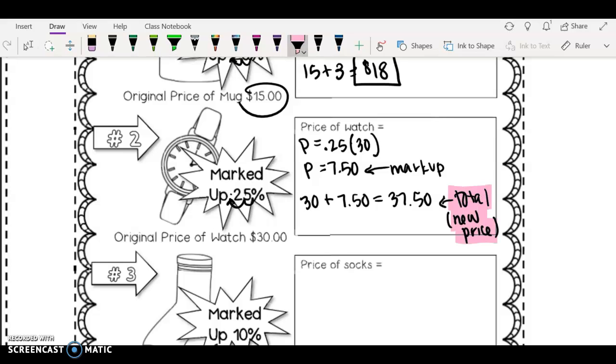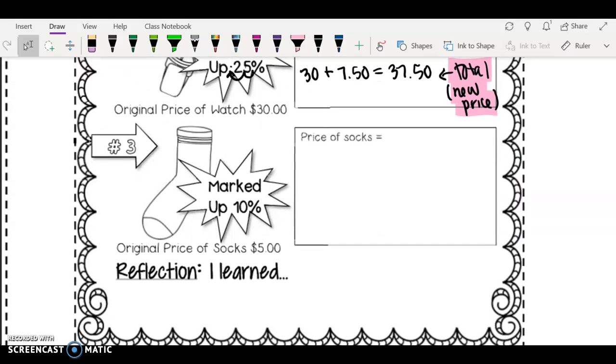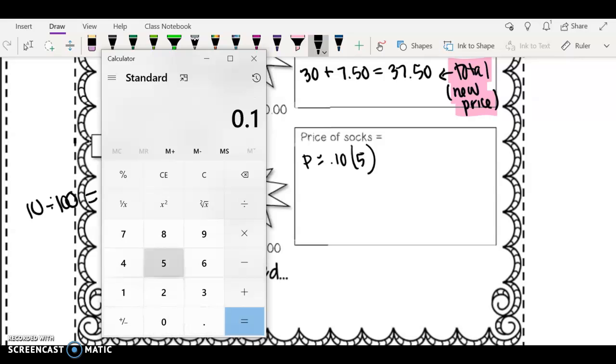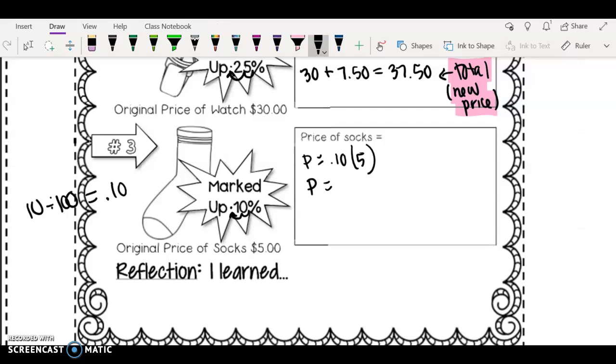All right. Again, we have $5 socks. So I have my part equals, and then I have $5 socks, and I want to mark them up 10%. So I'm going to do 1, 2 to the left, which is the same as just doing 10 divided by 100. You still get 0.10. So I have 0.10, or just 0.1, times $5. So 0.1 times 5 gives me 50 cents. That's my markup.